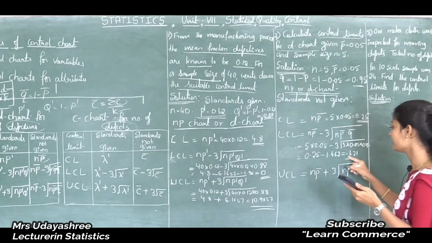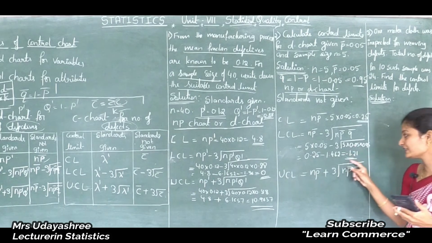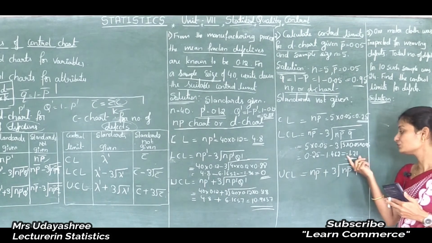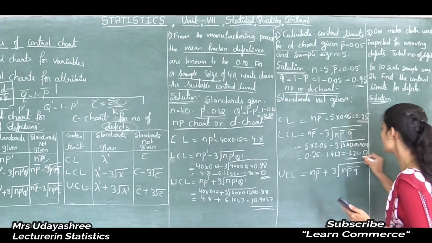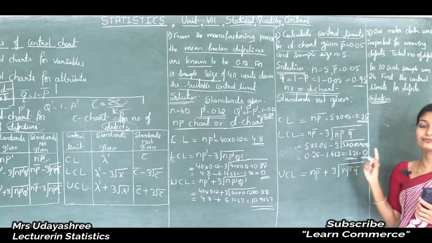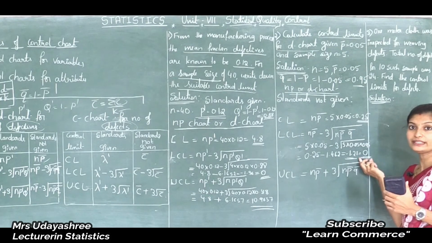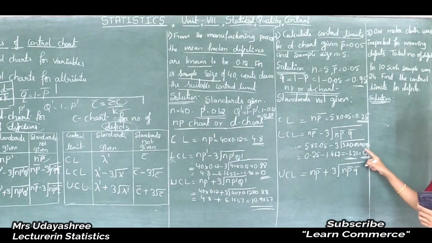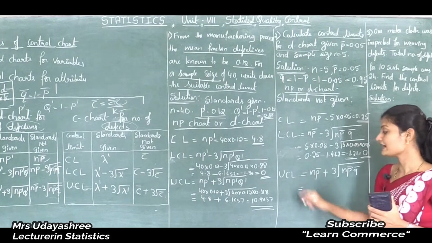See here again we got a minus 1.21 value, correct? If it is a negative value, what we have to do is consider it equal to 0. Why? Because the number of defectives cannot be negative, okay, that's why. So this negative value is considered as 0, and next is the upper control limit.